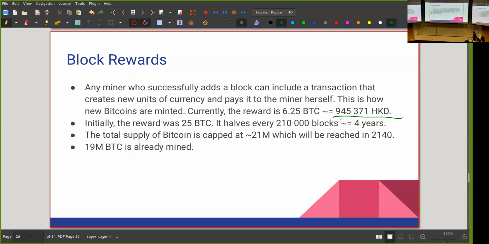Oh, and by the way, how did I do this conversion from 210,000 blocks to 4 years? Well, remember that I told you the miners have to solve this proof of work puzzle, and in that puzzle, they had to find a hash value that was small, but I didn't tell you what small meant.